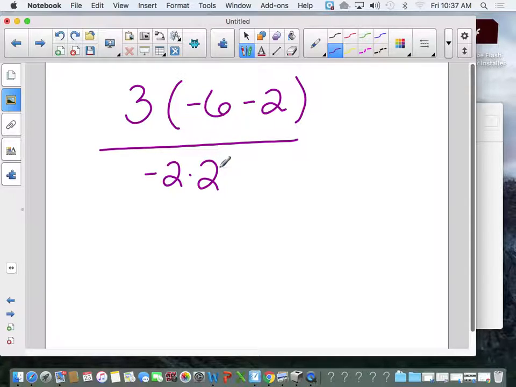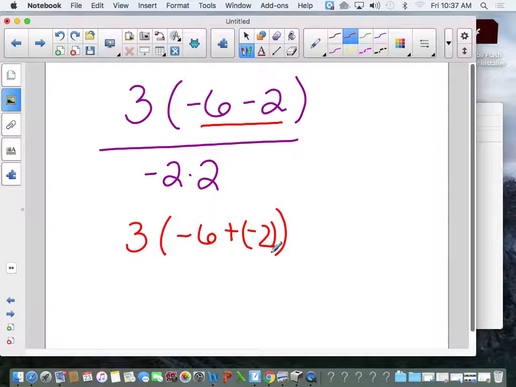So we're going to do the top first. We're going to have 3 times, here's my subtraction problem. It's a negative 6 plus a negative 2. I'm taking and adding the opposite. The opposite of 2 is a negative 2. I put parentheses around the negative 2 so I didn't get that confused. And now I have divided by negative 2 times 2.